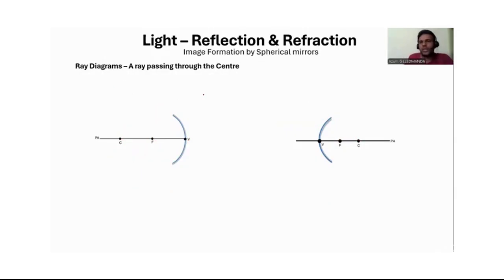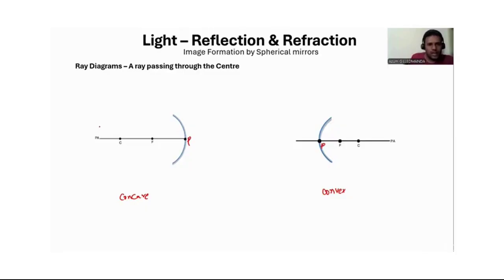A ray passing through the center. So what will happen if a ray passes through the center? So this is P, the center of the mirror. This is also P. So this is which mirror? This is a concave mirror. And what is this? This is a convex mirror. All right. So what scenario are we covering now? A ray passing through the center.